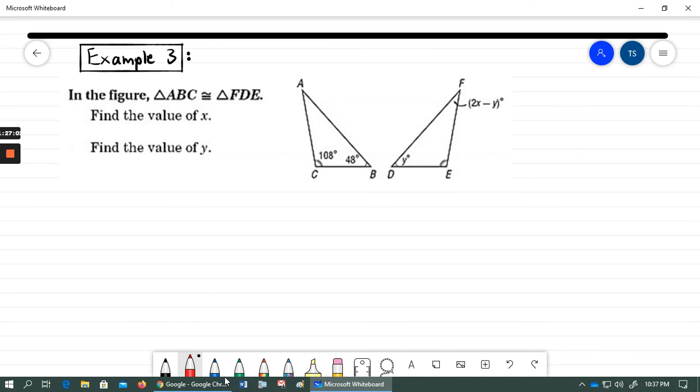All righty. So folks, the first thing that we're asked to do is find the value of x and find the value of y. That's actually all that they're asking us to do. But the first thing that we can do is go ahead and find the third angle in this triangle. We know, based on the triangle angle sum theorem, that all three of the angles in this triangle are supposed to add to 180 degrees. Triangle angle sum theorem.